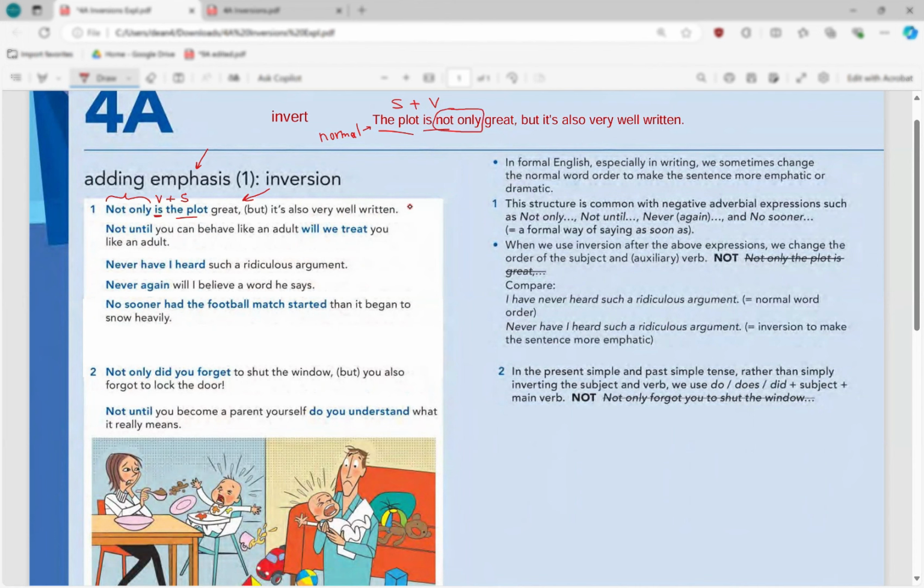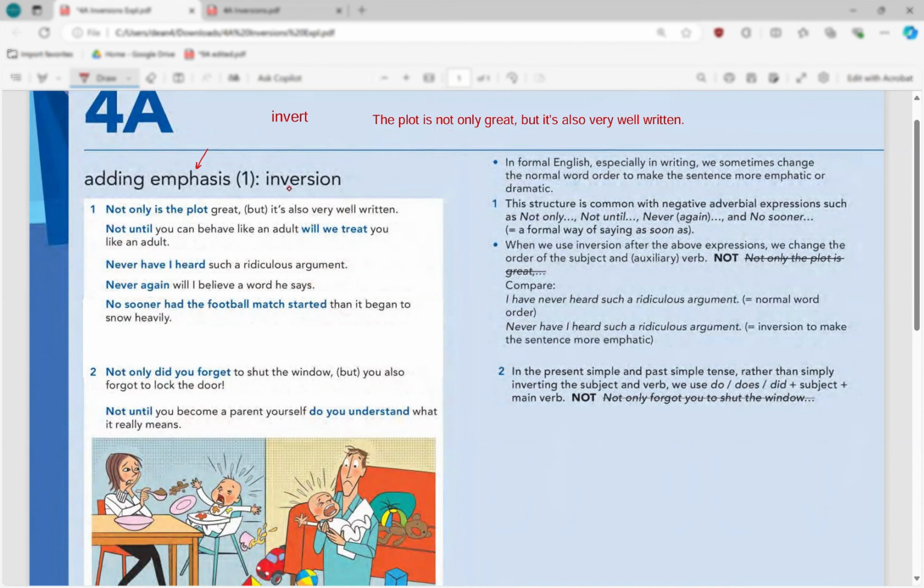All right. But if I want to make inversion, then I should put "not only" in front of here. So when I do that, the position of subject and verb should also change. The verb should come before the subject, which is here, guys. So, the next example here now.